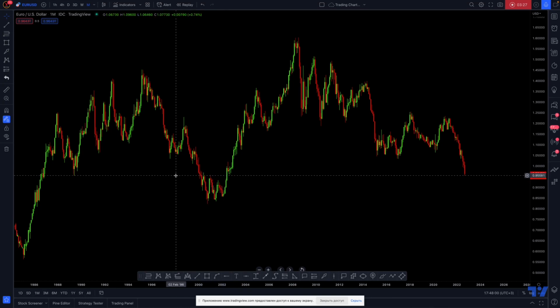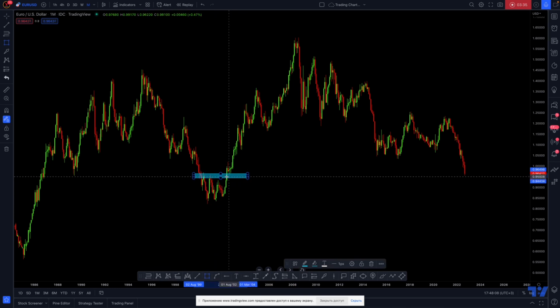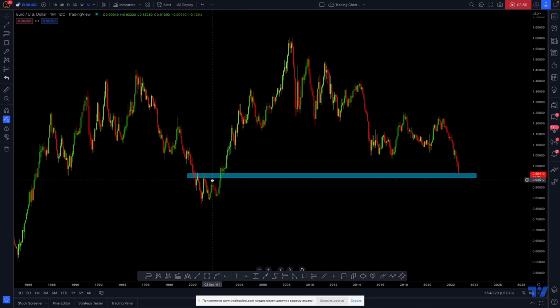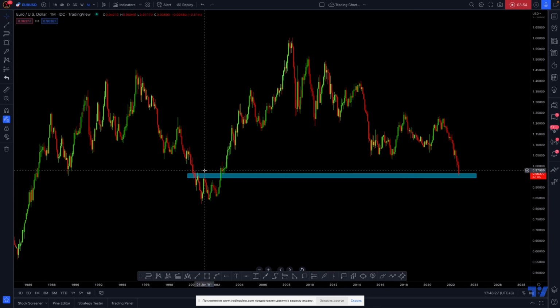suddenly very important levels appear. You can see that here we have a very important zone that was respected 20 years ago, and you can see how strong resistance it was in the past, and after the breakout it turned into a very strong support. So that is a very strong structure, and we found that only applying higher time frame analysis.